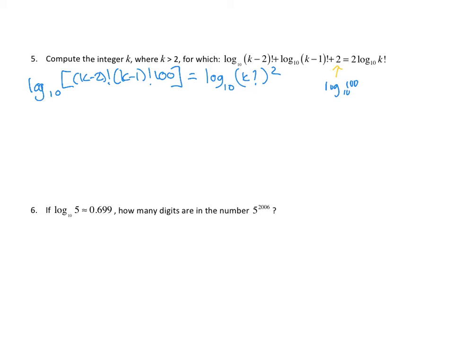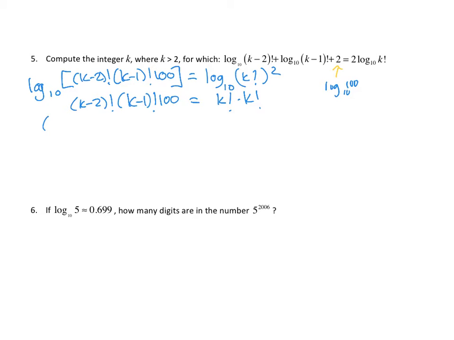Okay, so now, since I have a single log on each side, and it's the same base, I can set the insides equal to each other. So this means then that (k minus 2) factorial times (k minus 1) factorial times 100 equals k factorial squared, or k factorial times k factorial. All right, let's write out what this means, because you're going to find a lot of stuff is canceling here.